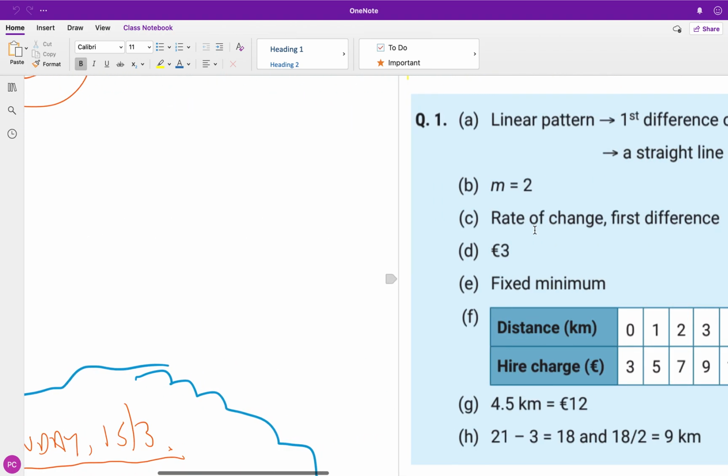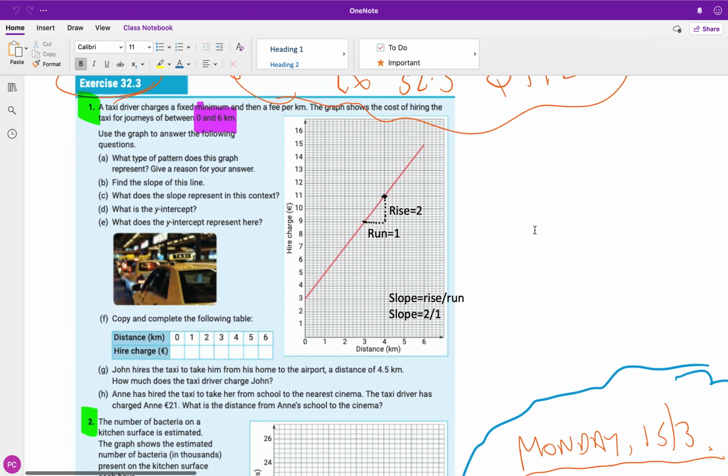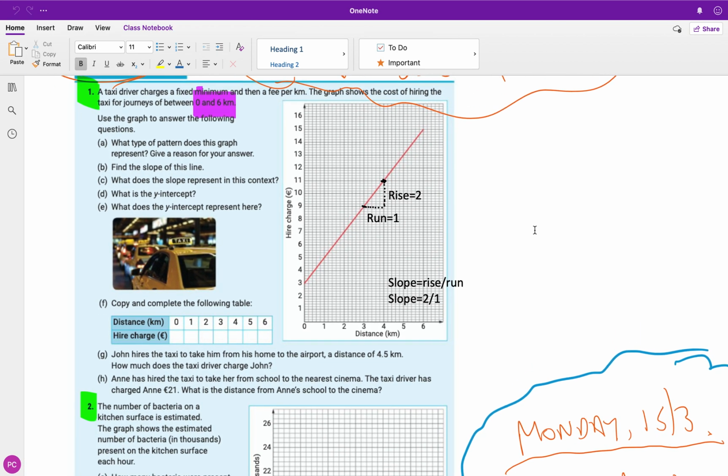Bear in mind, I've put the answers out here to questions 1 and 2 as well, so you can check them later on against what we do as we go through it. So, straight away, looking at that line there, it is a straight line, so it is going to be linear. So it's a linear pattern because it's a straight line. So it's going to be a straight line, and if I look at the points in that line.